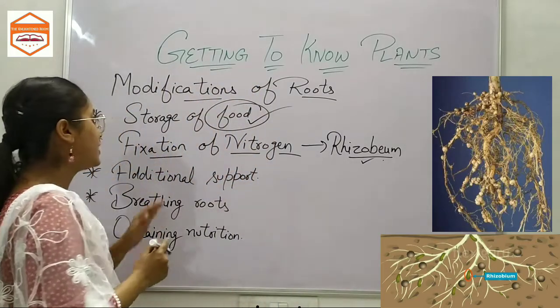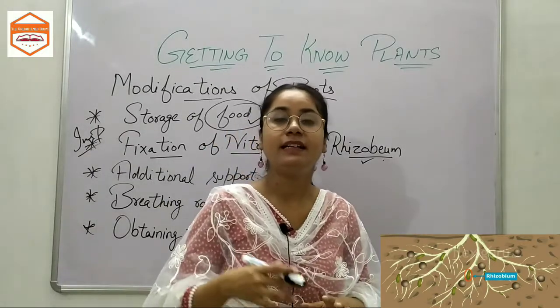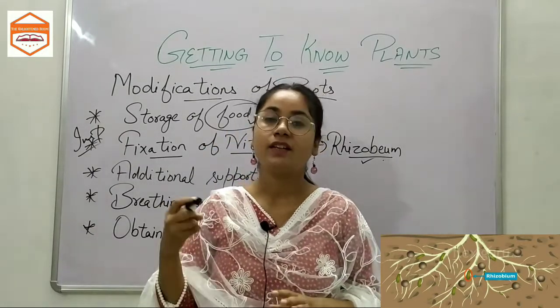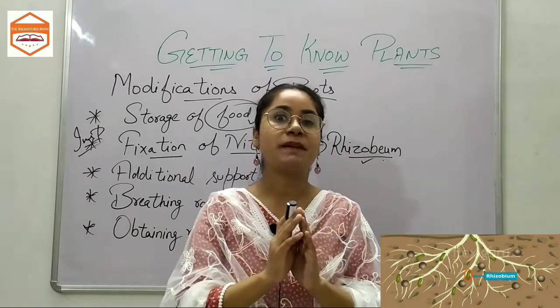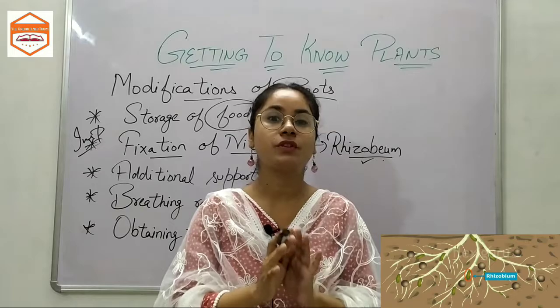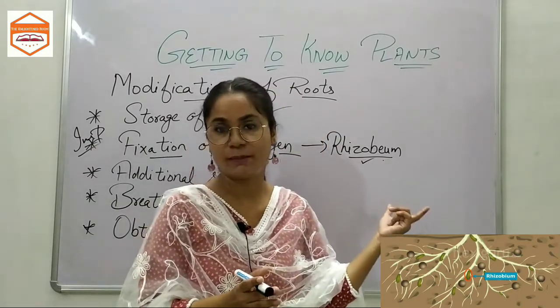So in the fixation of nitrogen, we are studying the rhizobium bacteria in plants like the pea plant, or you can say the urad plant. These have special root nodules, and in those root nodules they have a special bacteria known as rhizobium bacteria.